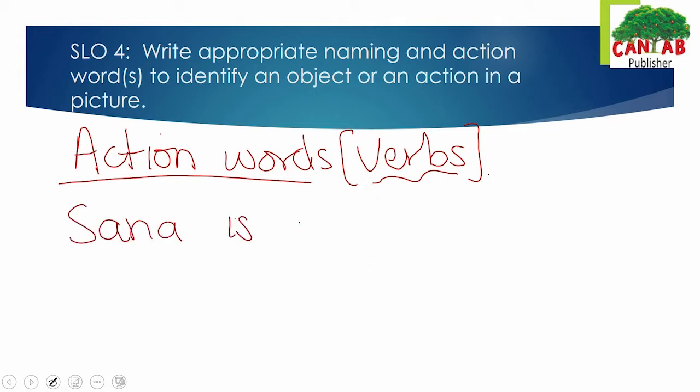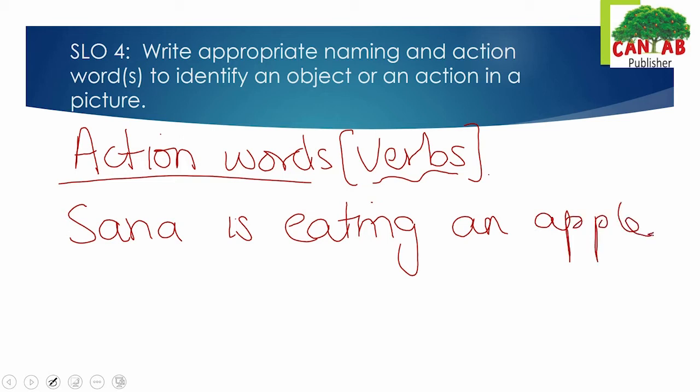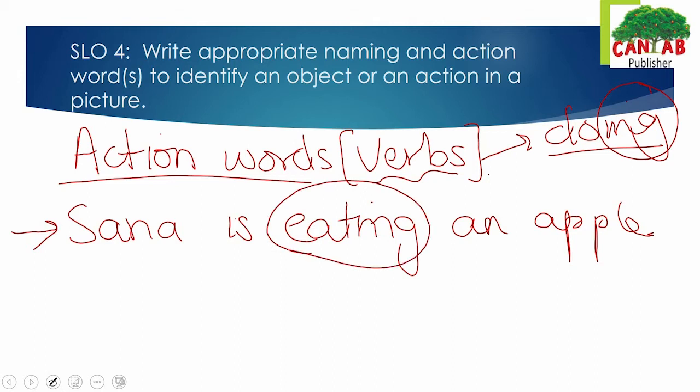Sana is eating an apple. Verbs are the doing words. Doing. Most of the times there is an ing at the end, which is a way to remember which word in a sentence can be a verb. So can you find a word in this sentence which has ing at the end? Eating. This is the action she is doing.